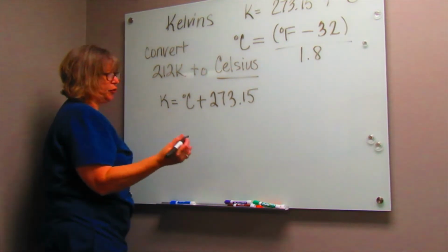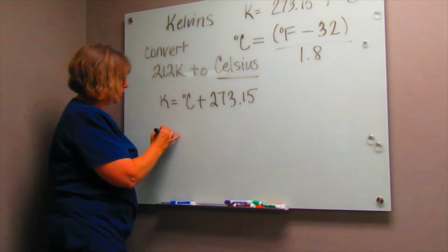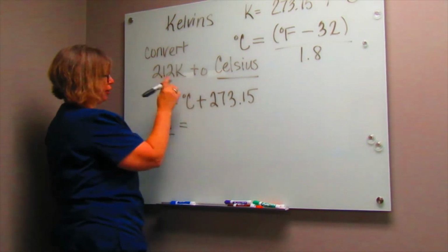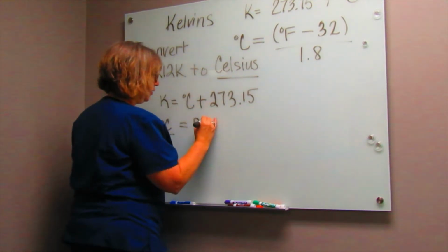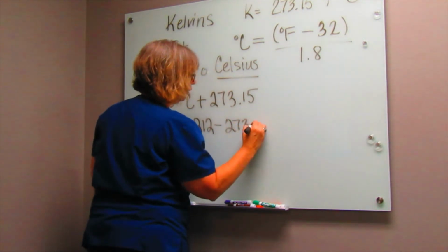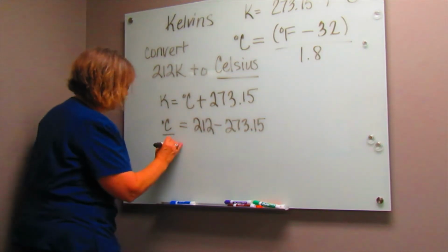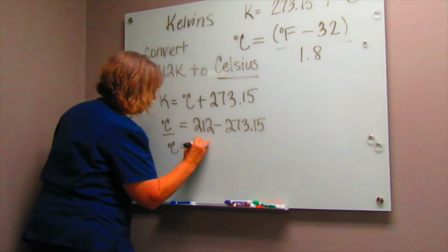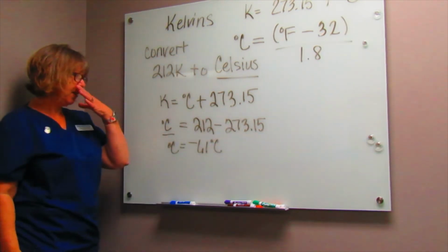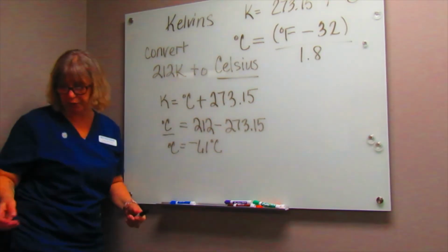Now we're going to use our algebraic knowledge, and we're just going to swap these. We're looking for Celsius, so we're going to take our kelvins, 212 minus 273.15. Okay? And that's going to give us negative 61 degrees Celsius. Okay? So we just flip-flopped our values here. Let's work through another one.